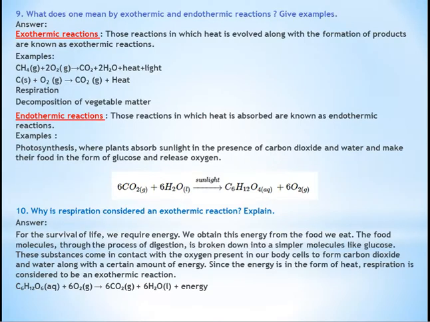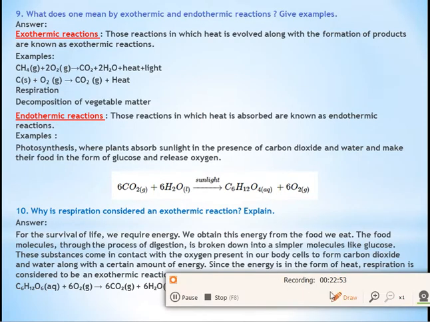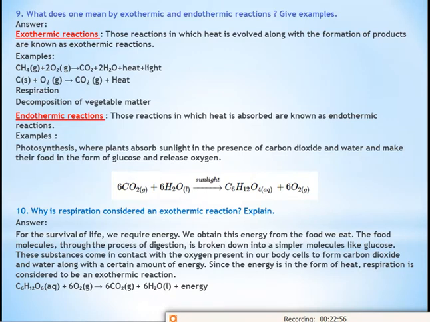Now let's take up question number 9. What does one mean by exothermic reaction and endothermic reaction? From your junior classes you are reading about exothermic reaction. Exothermic reactions are those reactions in which heat is evolved or released along with the formation of products. So what is exothermic reaction? The reaction in which heat is evolved along with the formation of product is known as exothermic reaction.